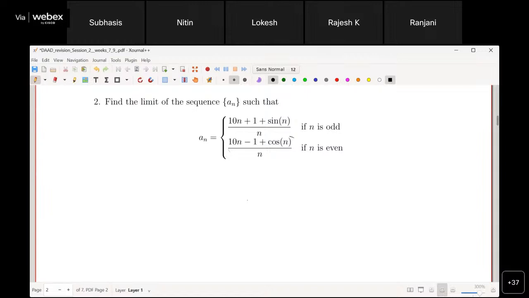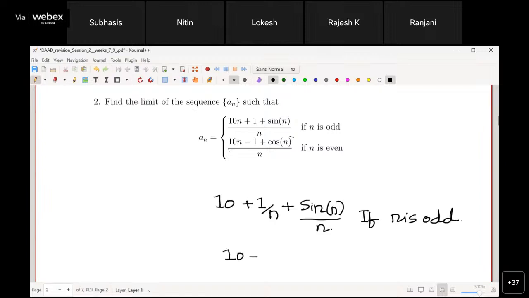So what I did, I just divided n from each term in the odd case and even case. So we have 10 plus 1 upon n plus sin n upon n. And the same thing will be applicable to the even case. This will be, I think, 11. I'm not sure.